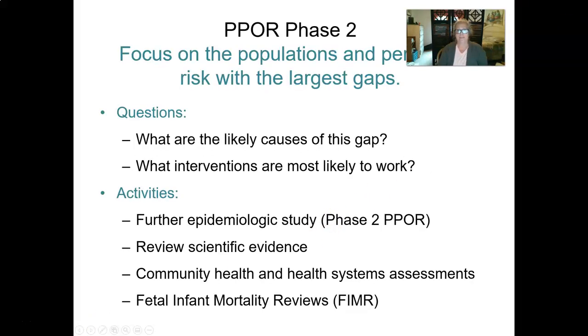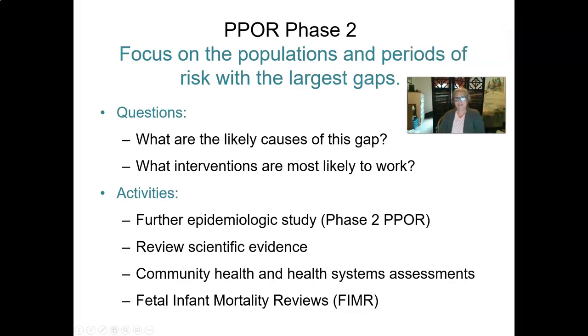And phase 2, we're going to spend some more time on phase 2 in the next talk, but the real main point of phase 2 is this. We focus on the populations and periods of risk with the largest gaps that we found in phase 1, and we ask two questions. What are the likely causes of the gap in your community, and what interventions are most likely to work? Those are the questions we need to answer.